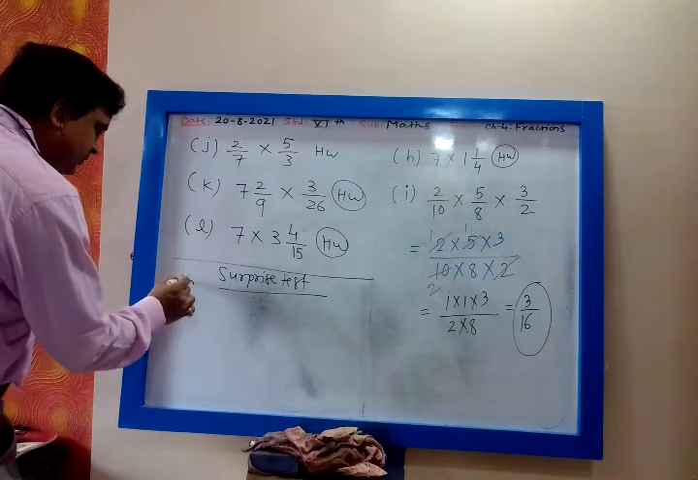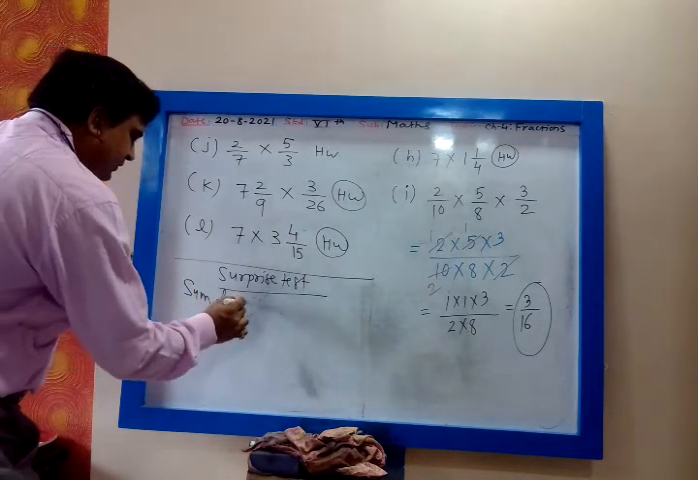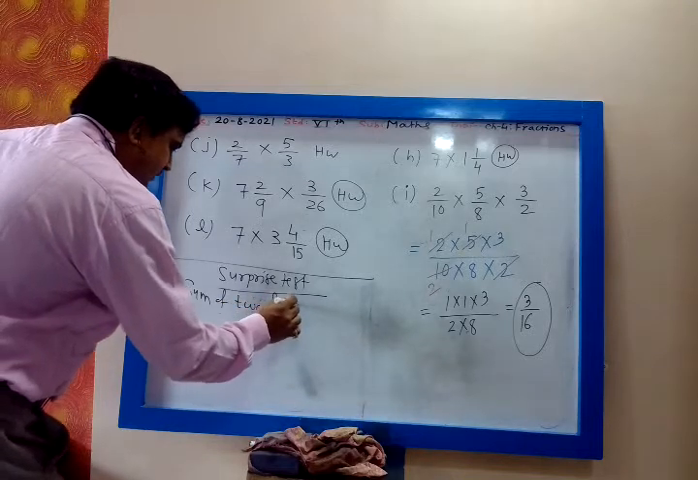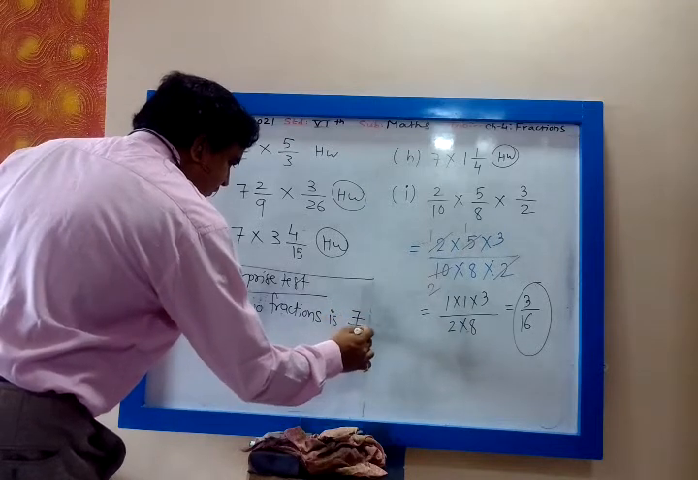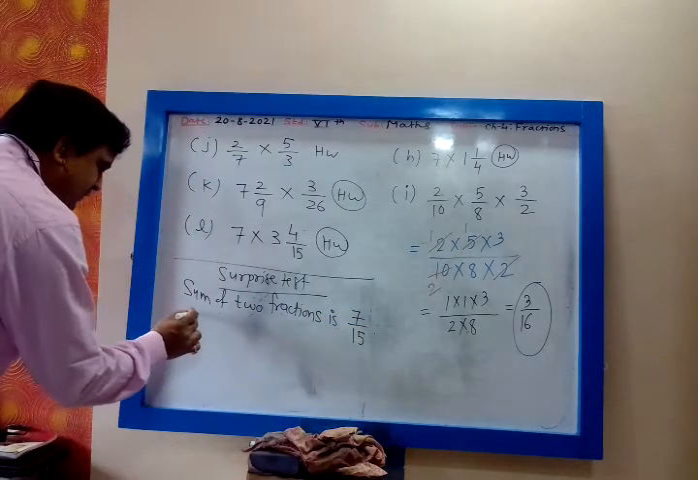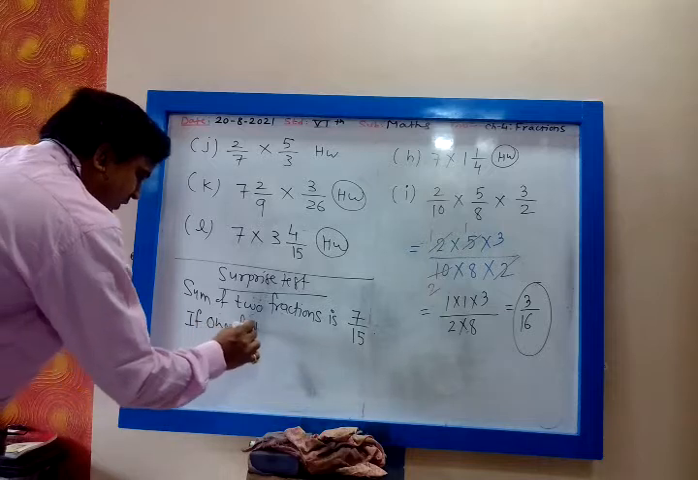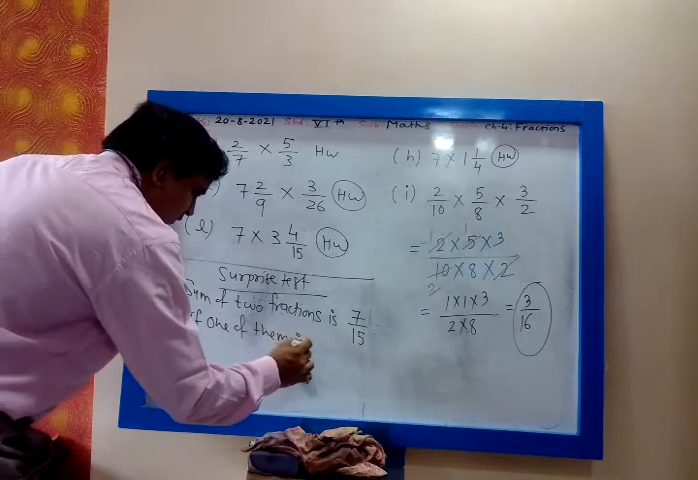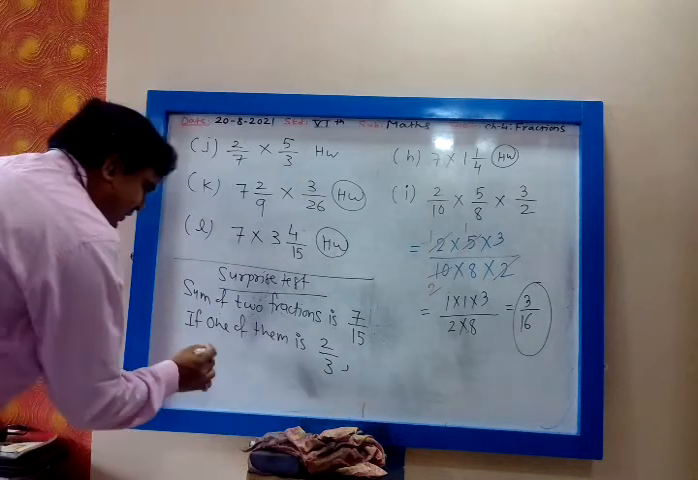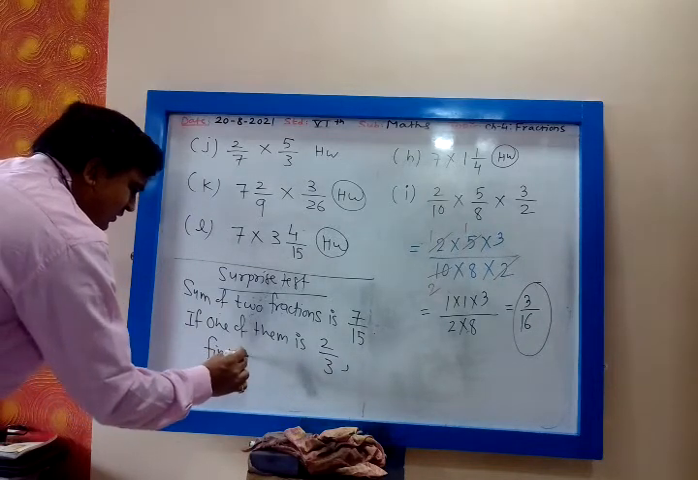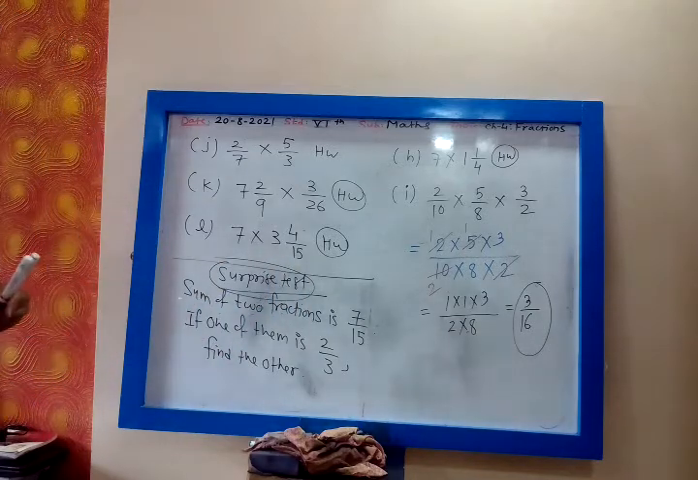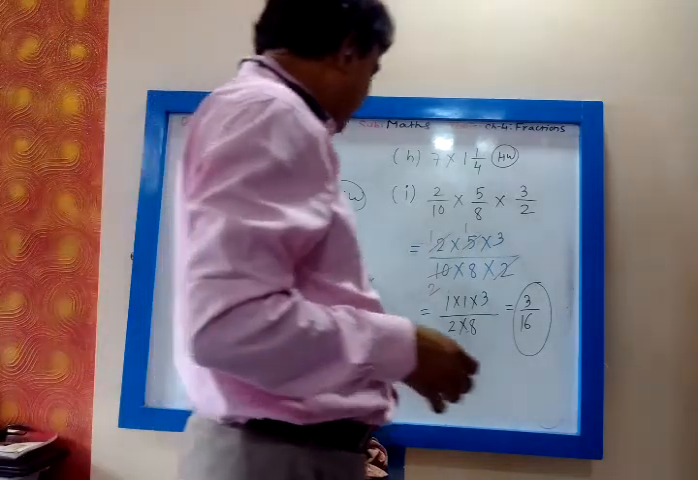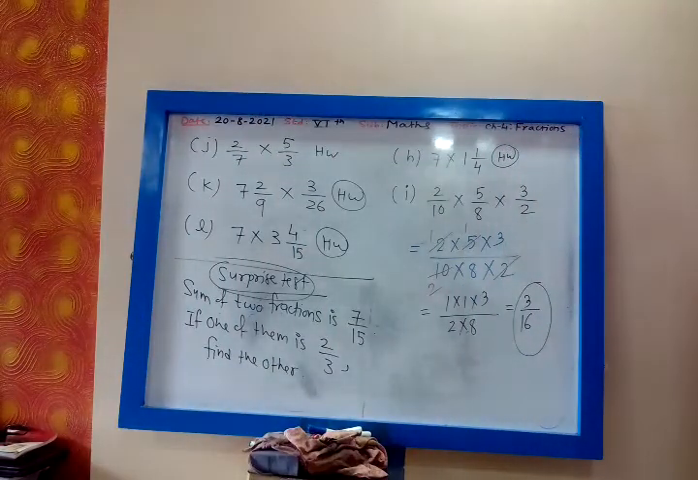Okay. Sum of two fractions is 7 upon 15. If one of them is 2 by 3, find the other. How, class is over? Surprise test. Surprise test is a part of the class. Do it. Do it fast, so that I can ask you to send me the answer.